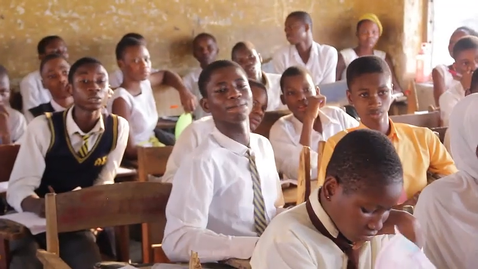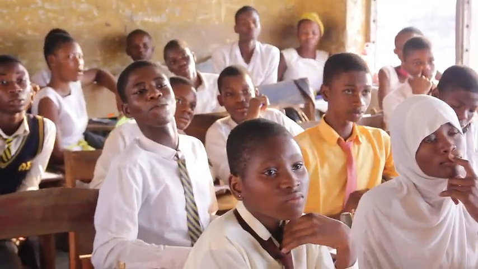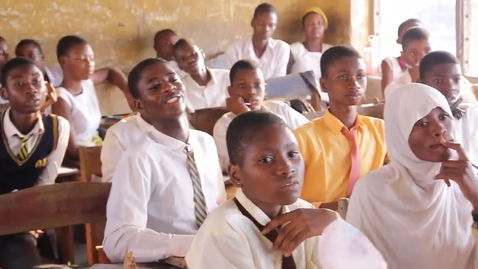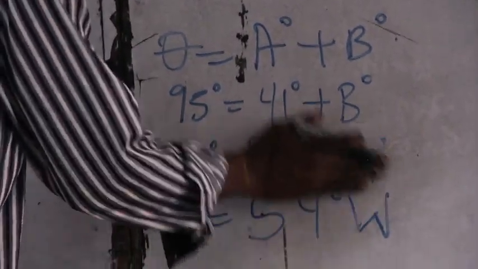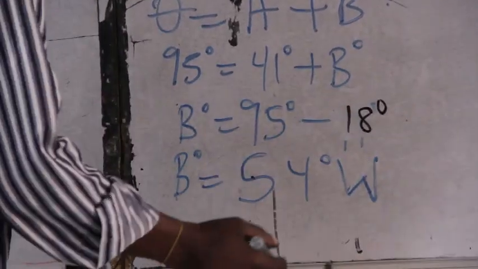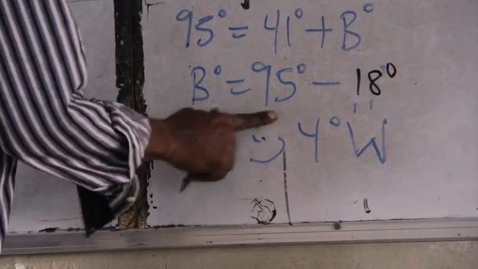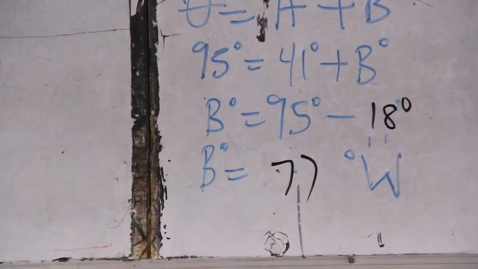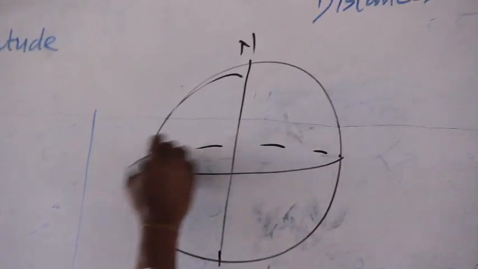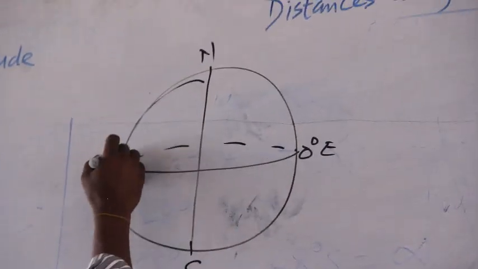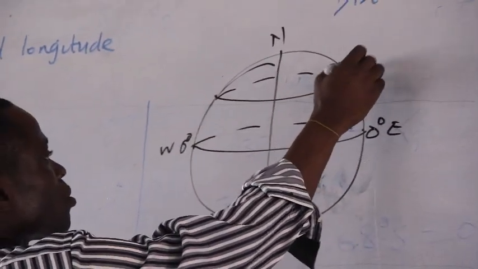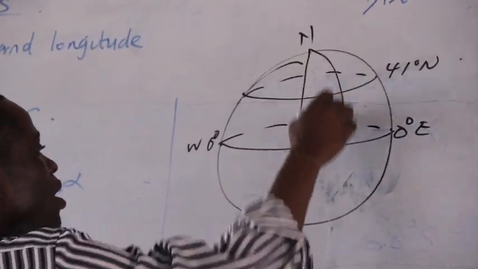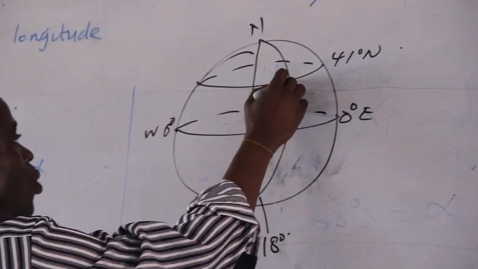Now, is it 77? Yes. Degree west. Yes. Beta is 18. And what is that? 77 degree west. Okay. But look at this. Let me quickly add this to it. Equator, 0 degree east, 0 degree west. We have 41 degree north. We have 18 degrees. This is point A.